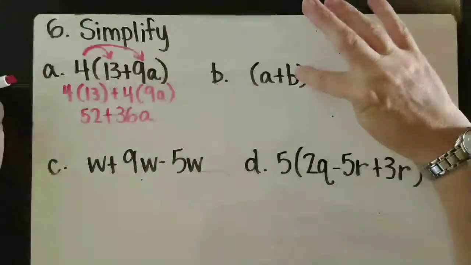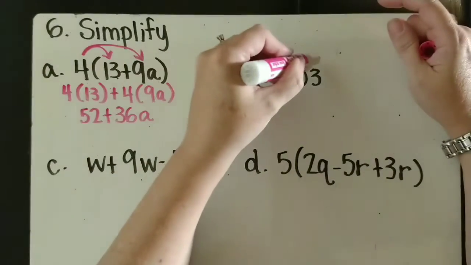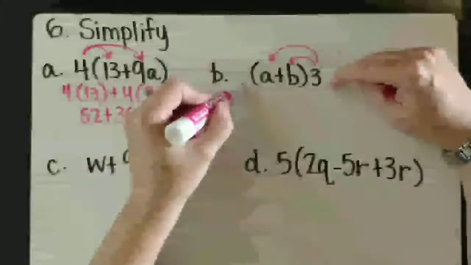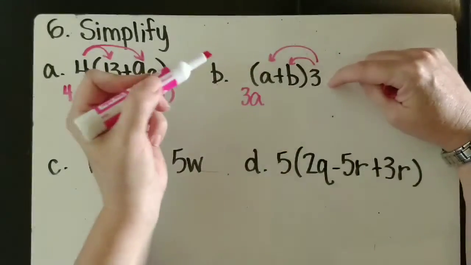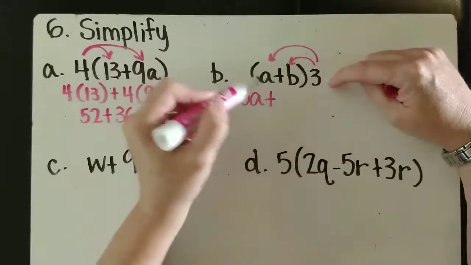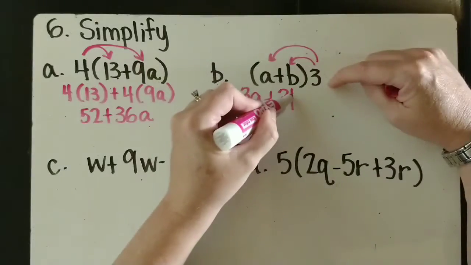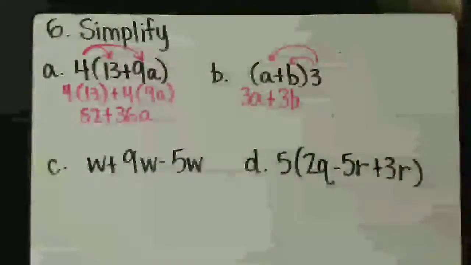Again, A and B are not like terms. You cannot add them together. So let's distribute. And when you distribute the 3 times the A, put your plus sign down, distribute the 3, and it's times B. Go ahead and try letter C, simplify.